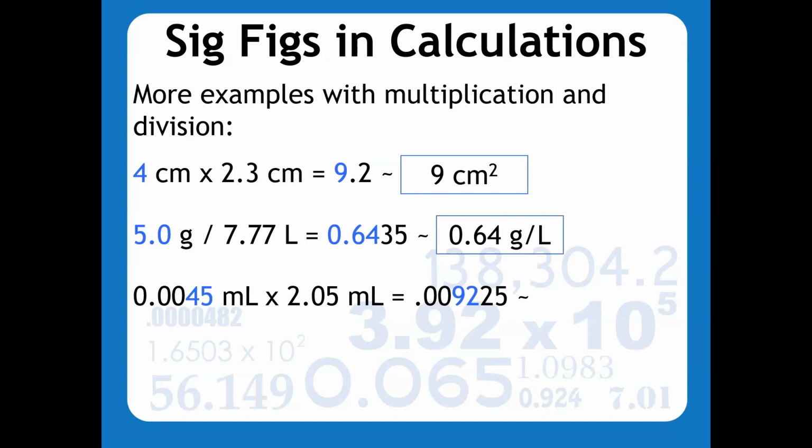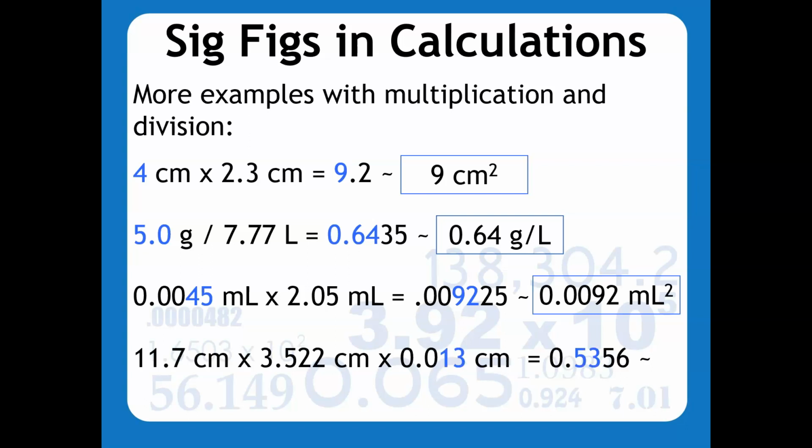And then for the third example here, 0.0045, remember those zeros are leading. So there's 2 sig figs with the 4.5, and there's 3 sig figs for the 2.05, so therefore our answer has to have 2 sig figs, and so therefore it would be 0.0092 milliliters squared.